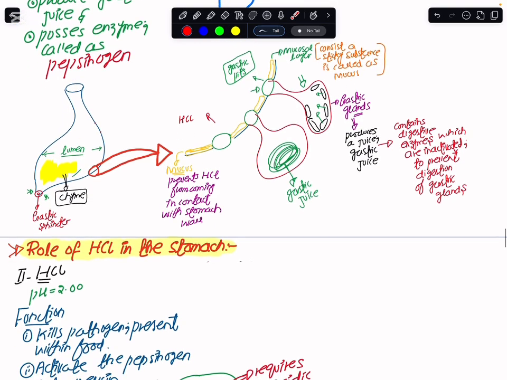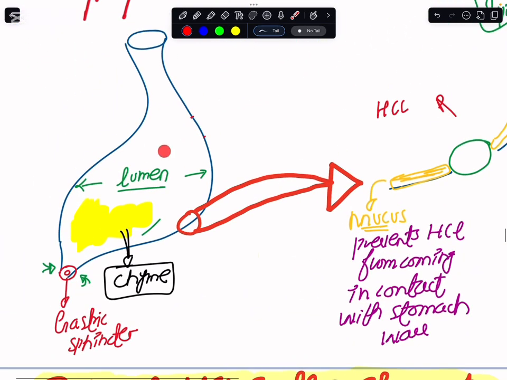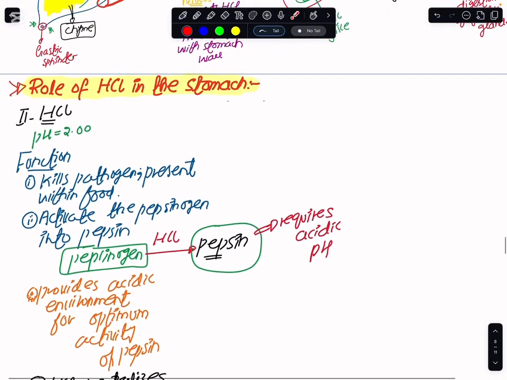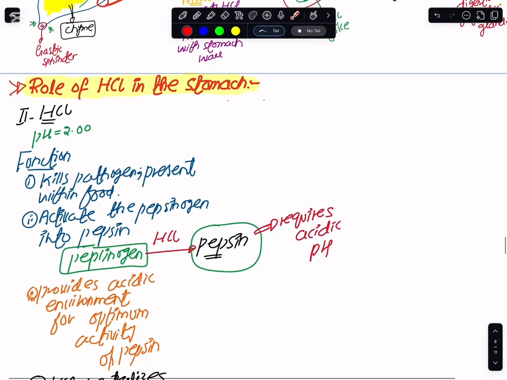Moving further, what you have to remember is that when the food stays in the stomach for a total of 4 to 5 hours, the solidified food converts into a liquefied form, and that liquefied form is what we refer to as chyme. Now we have hydrochloric acid in the stomach. So what is the pH of this hydrochloric acid and what is its role?